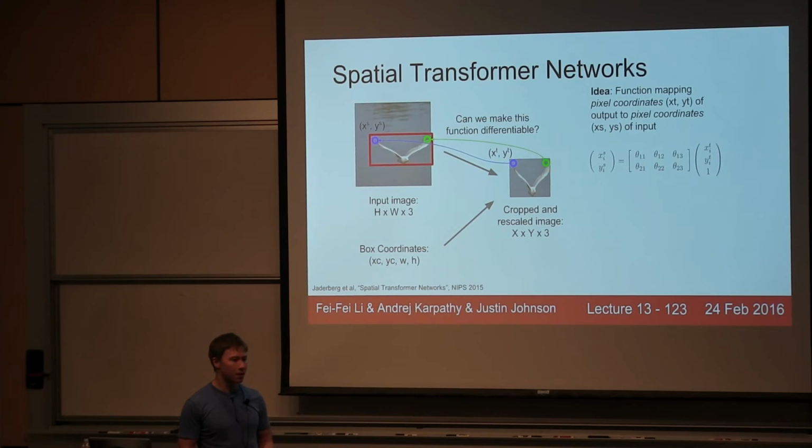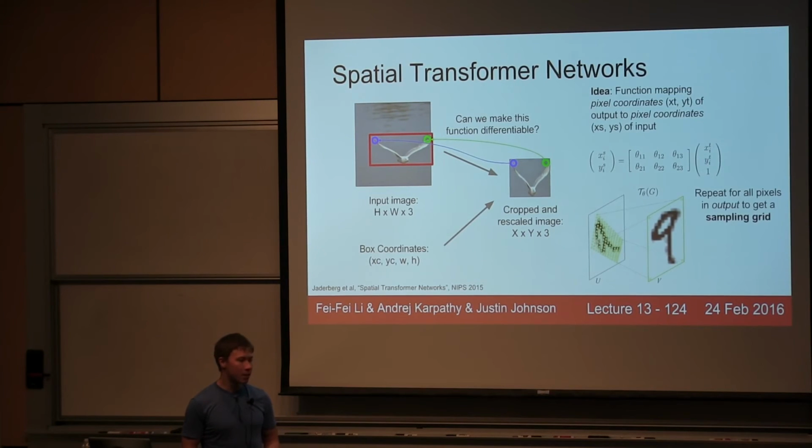Then we can repeat this process, and again, for maybe the upper left-hand pixel in the output image, we use this parameterized function to map to the coordinates of the pixel in the input. Now we can repeat this for all pixels in our output, which gives us something called a sampling grid. So the idea is that this would be our output image, and then for each pixel in the output, the sampling grid tells us where in the input that pixel should come from.